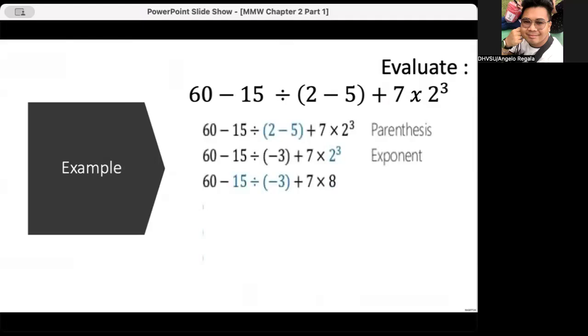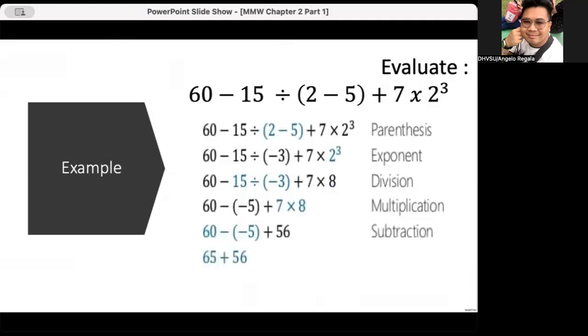So in this case, we have negative 15 divided by negative 3 as well as 7 times 8. We start with the division since the rule is from left to right. So that is 60 minus 15 divided by negative 3, which is negative 5, plus 7 times 8. So we now proceed with multiplication. We would have 60 minus negative 5 plus 56, 7 times 8.